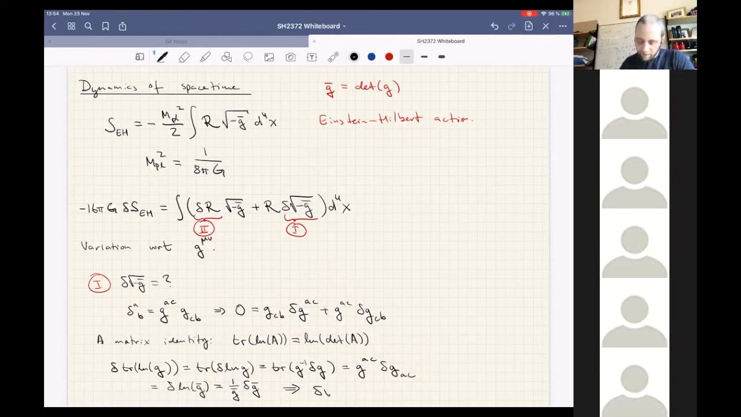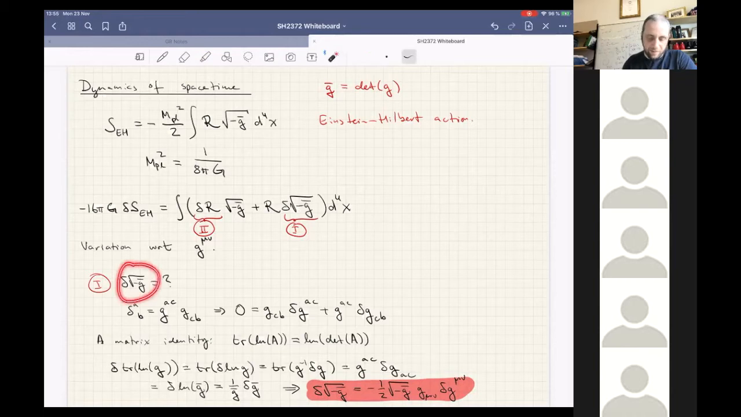What we find in the end is that the variation of the square root of the determinant of the metric is going to be equal to minus 1/2 times the square root of the determinant of the metric, G_mu nu delta G^mu nu. So this is the final form for the term that we were interested in, which we're going to insert here in the variation of the action.